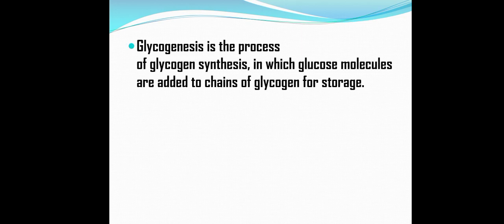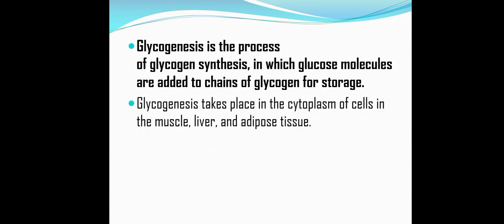Now glycogenesis is the process through which glucose molecules are added to the glycogen chain for the purpose of storage of the glucose molecule in the form of glycogen. In other words, a higher amount of glucose gets stored within our body in the form of glycogen through the process of glycogenesis. This process takes place in the cytoplasm of the cells, in the muscle, liver and adipose tissue.